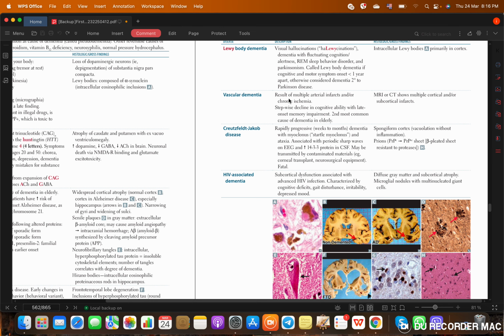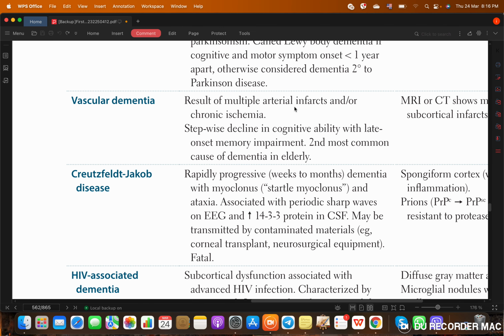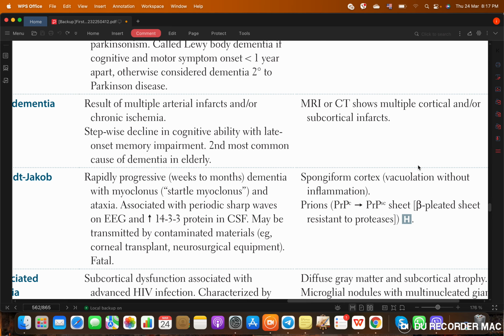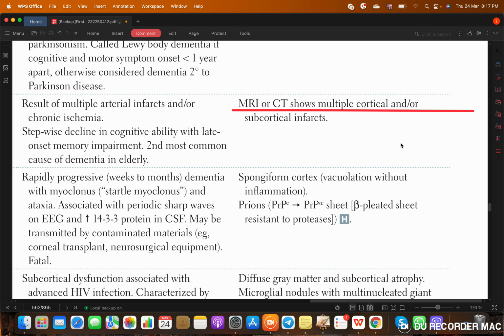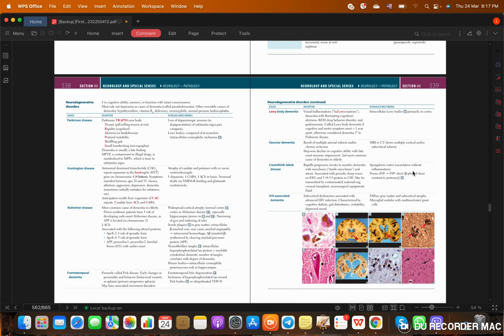Vascular dementia results from multiple arterial infarctions or chronic ischemia of the brain. Stepwise decline in the cognitive ability with a late onset of memory impairment, second most common cause of dementia in old people. MRI or CT scan will show multiple cortical and subcortical infarctions.